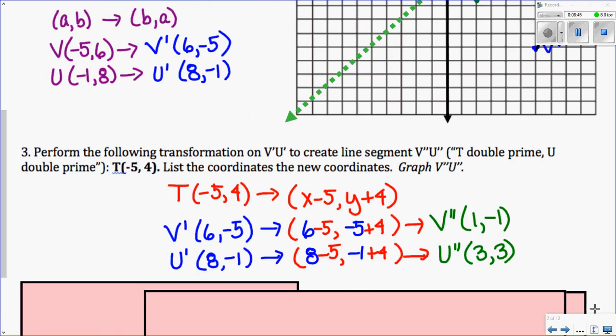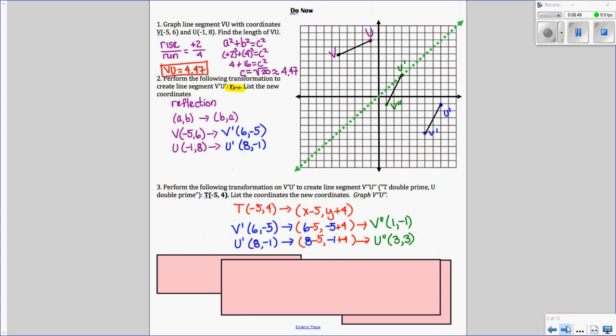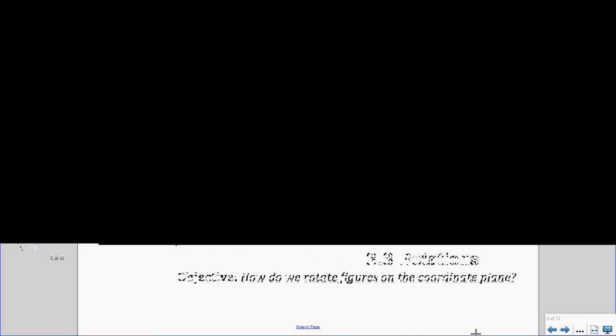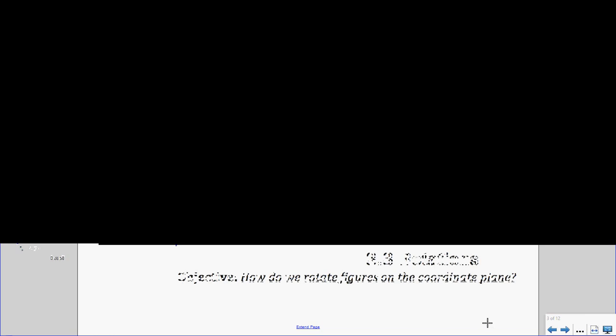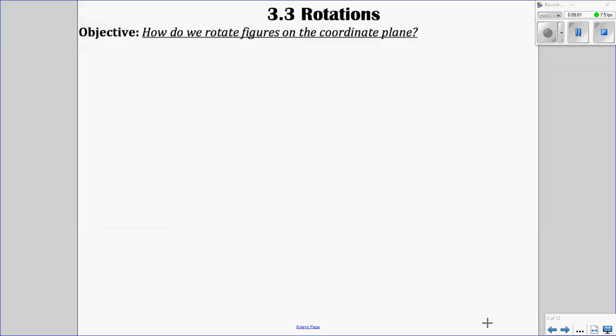All right. So next lesson, rotation. If you go back to when I showed you that video with the different types of transformation, rotation, basically you're just spinning around a point, a fixed point. So the objective is, how do we rotate figures on the coordinate plane?